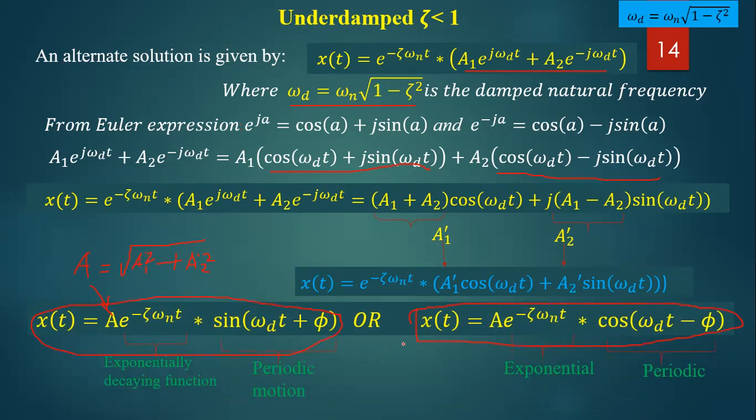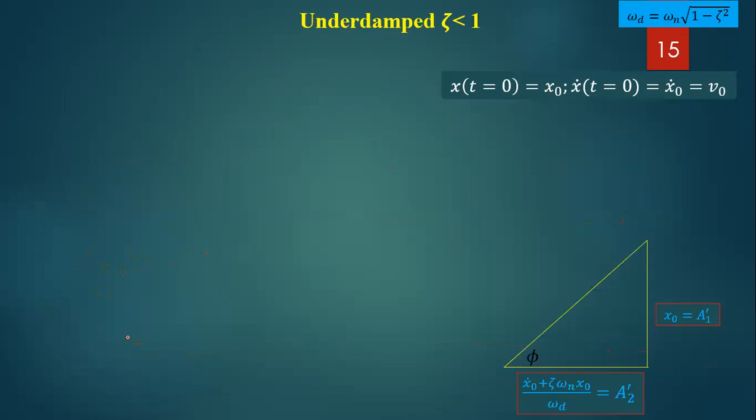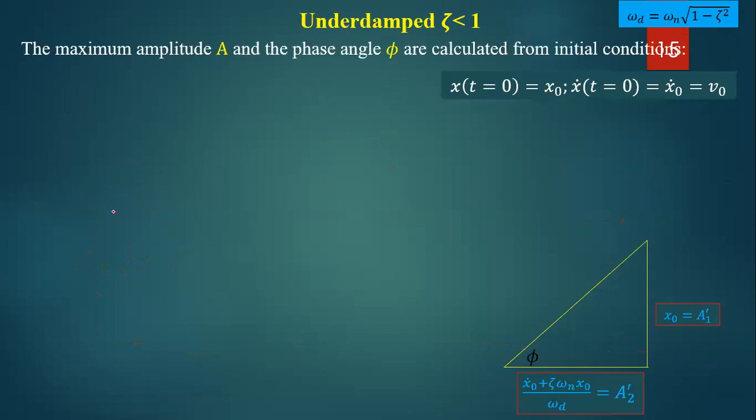So this term is the exponential term, and this is the periodic term. The maximum amplitude and the phase angle are calculated from the initial conditions. So let x of t equal to 0 be x naught, and x dot of t equal to 0 be x dot naught, or let it be v naught.